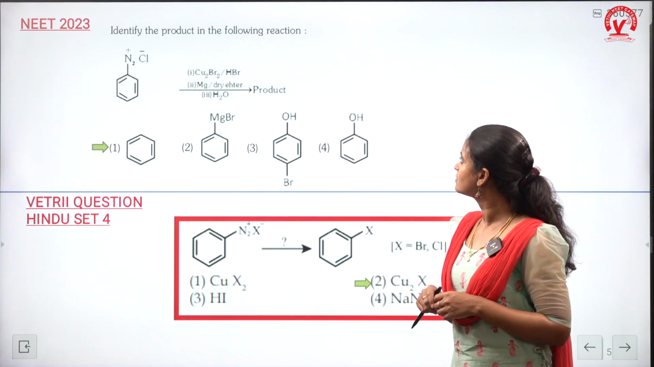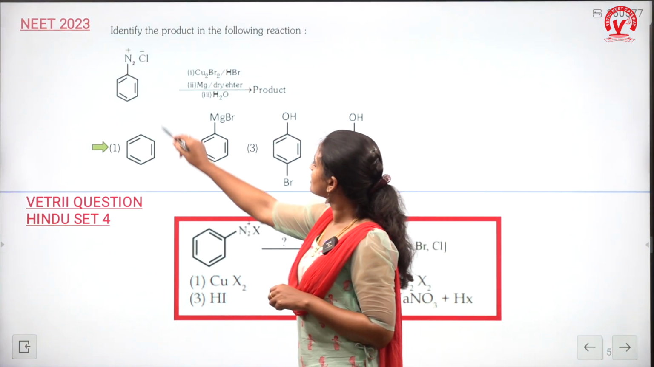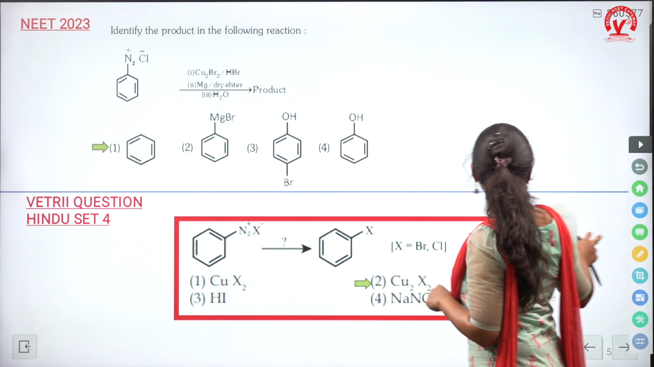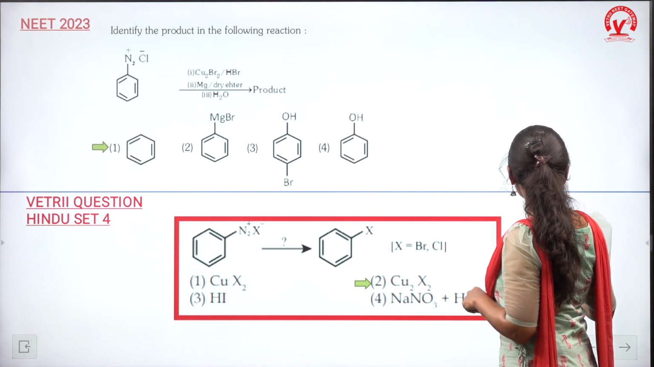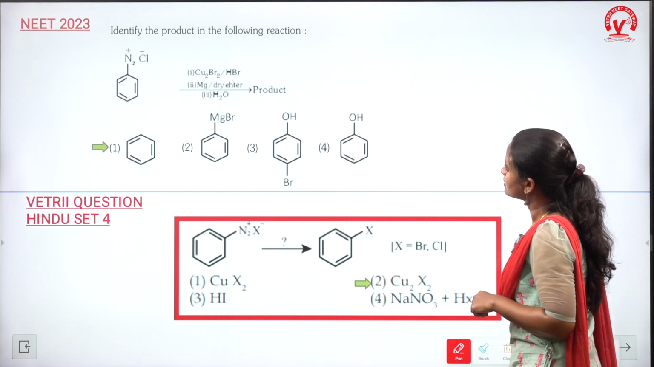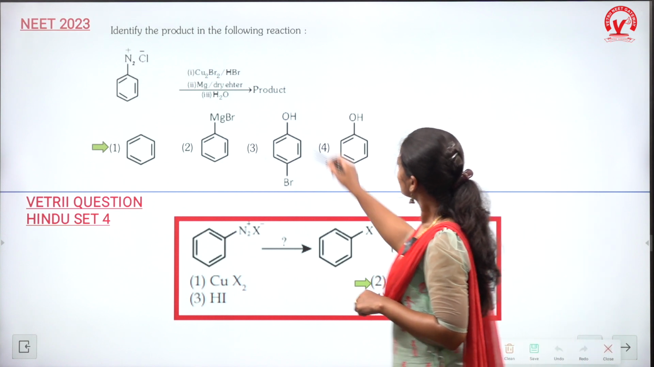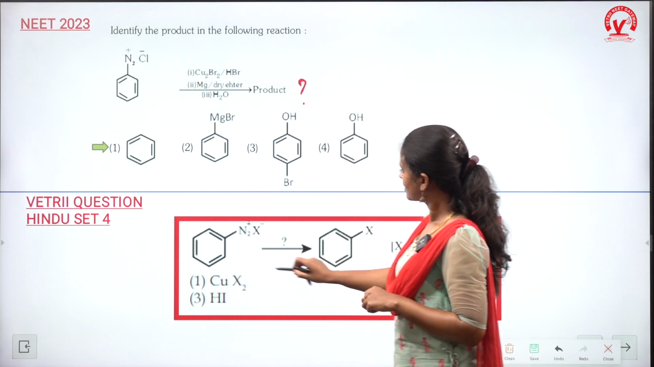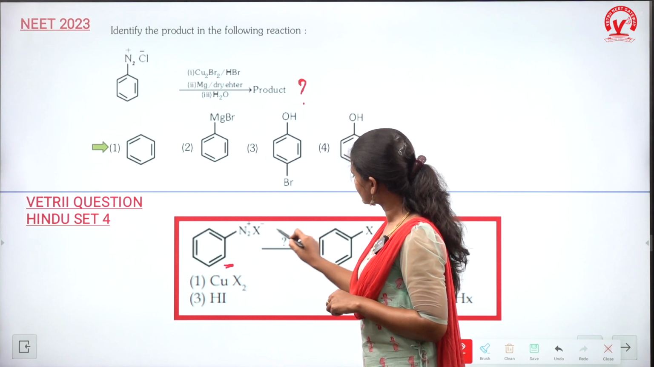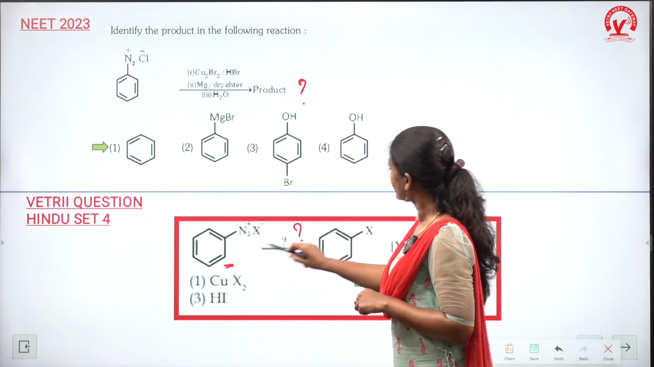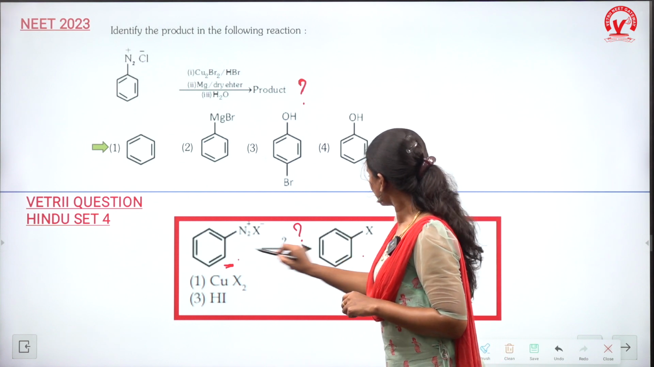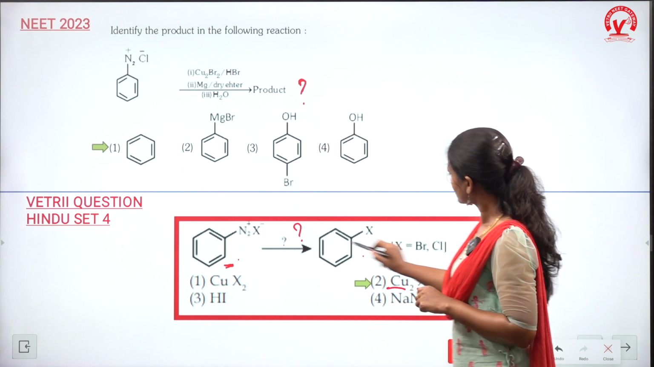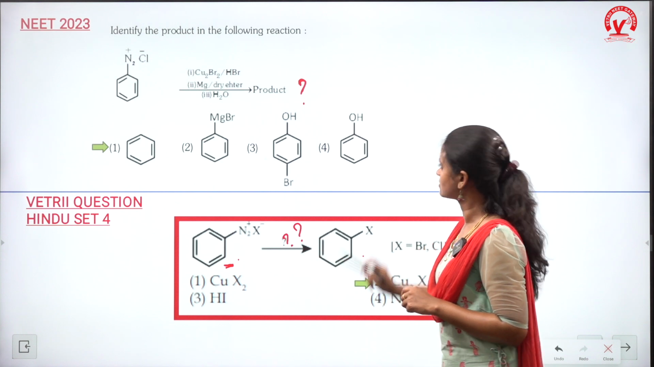Identify the product in the following reaction. Here they are giving a diazonium chloride which is reacted with cuprous bromide and HBr, and further it is reacted with magnesium and dry ether followed by hydrolysis. They are asking what is the product. This is our Vetri's question. Here we are asking which catalyst we used in the diazonium chloride conversion. Here we are using Cu2Cl2, cuprous chloride, as a catalyst.